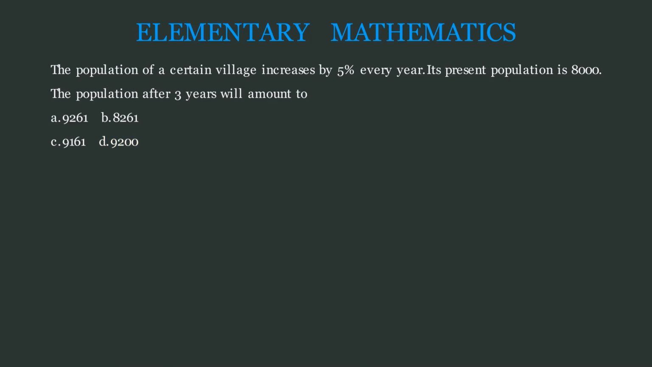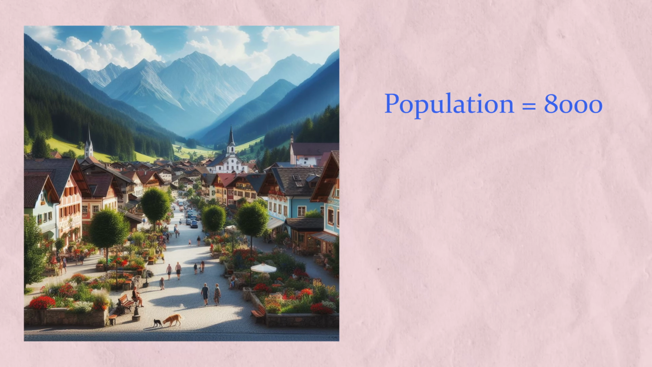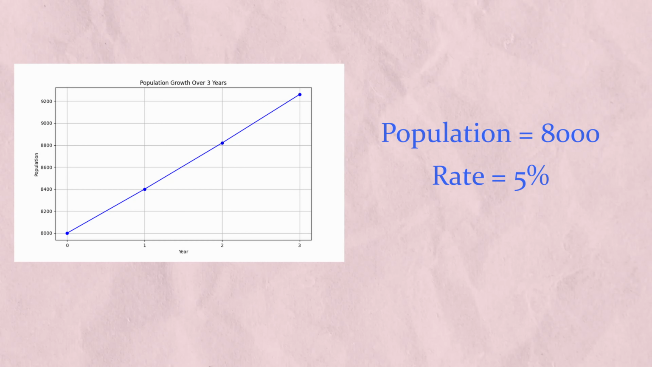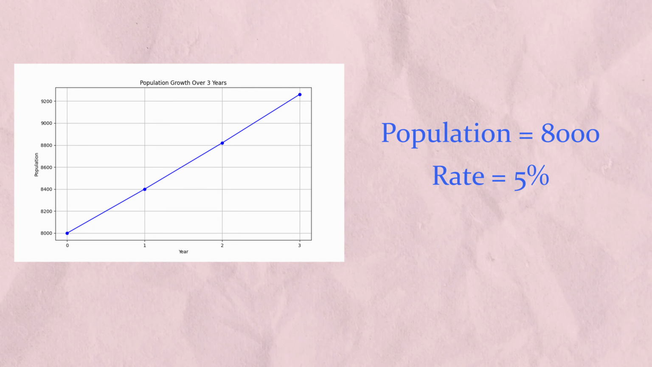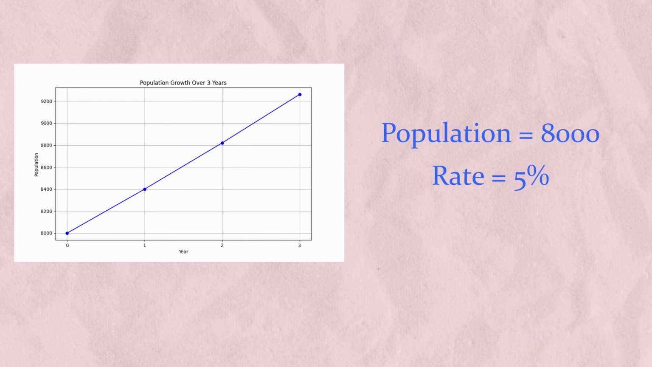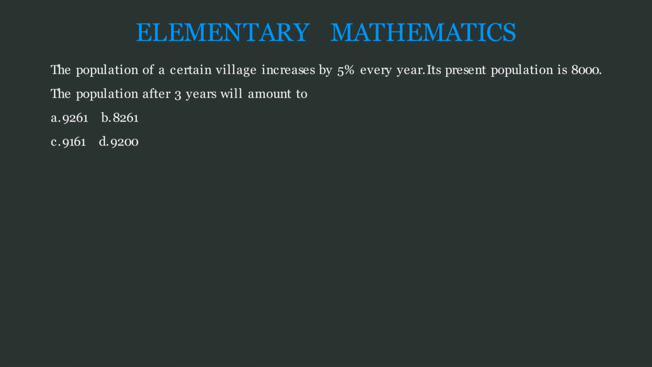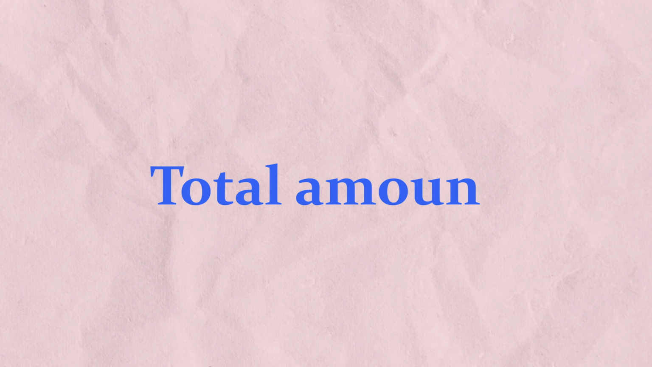So in order to solve this problem, we need to understand the problem. First, we are given that the village population is 8,000. Every year, the number of people grows by 5%. And the question is asking us to find how many people will be there after 3 years, which is the amount. So looking at the question, we can already tell that it's asking us for the total amount.